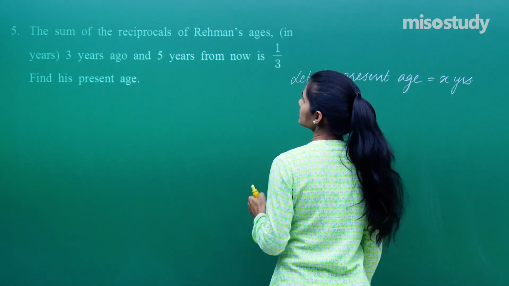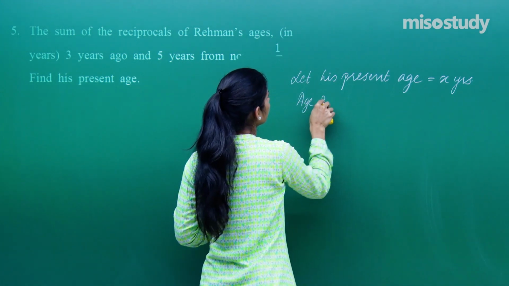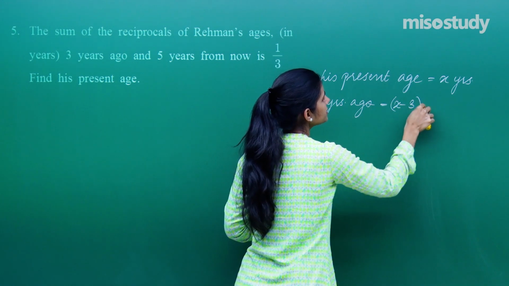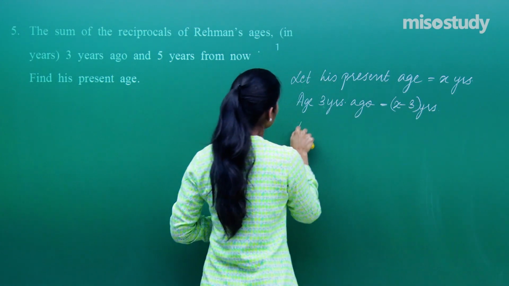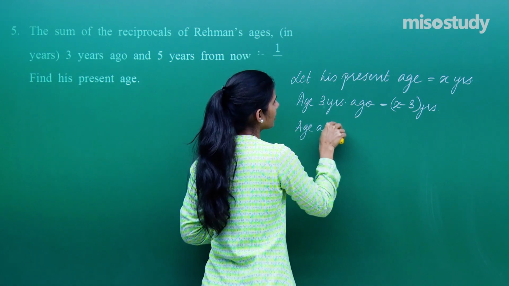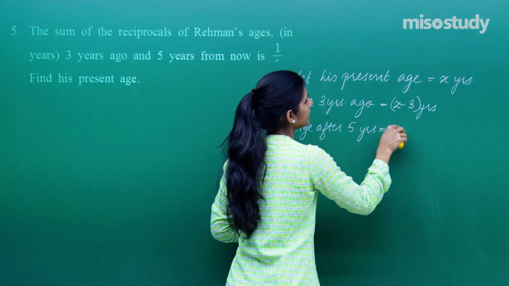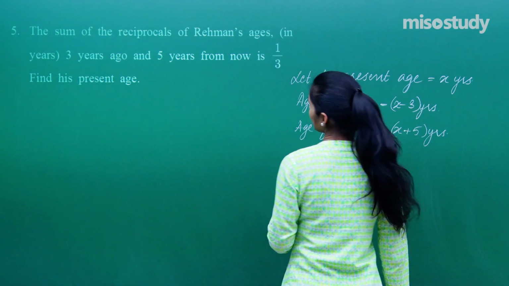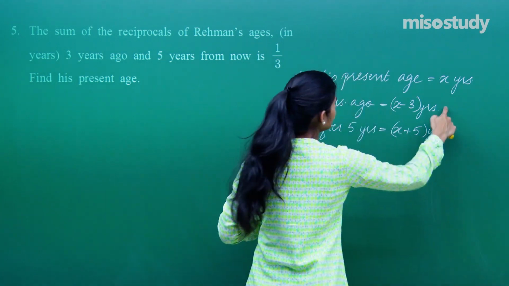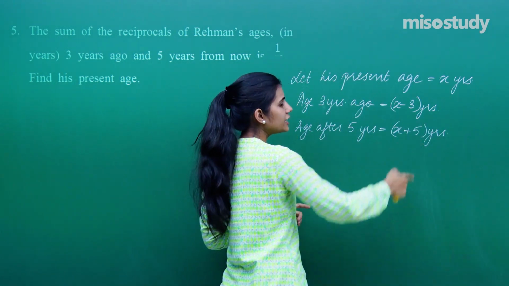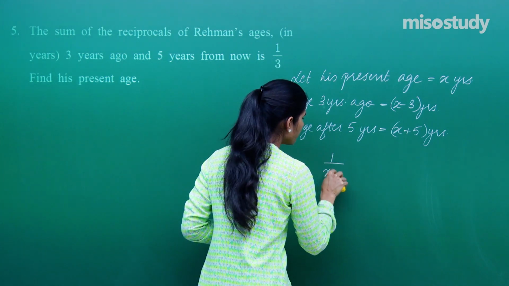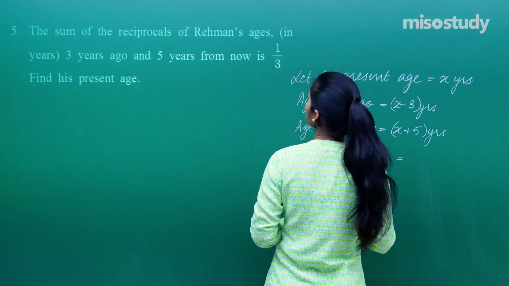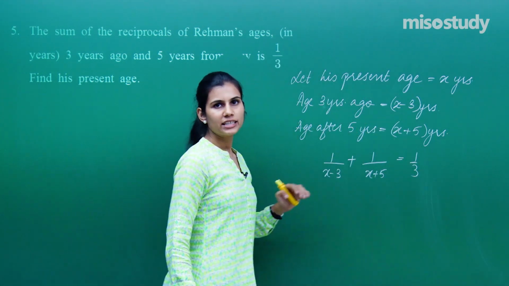If present age is x years, 3 years ago it is x minus 3 years, and 5 years from now, after 5 years, it will be x plus 5. It is saying sum of reciprocals of these two numbers, age 3 years ago and age 5 years from now. Reciprocal of age 3 years ago, reciprocal of age 5 years from now, their sum is 1 by 3. Find the value of x.